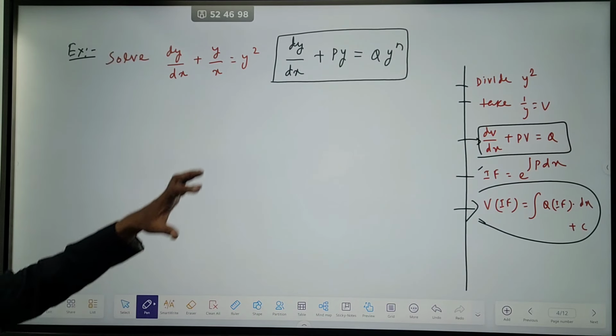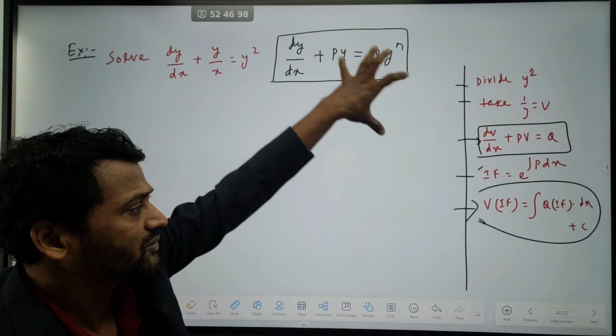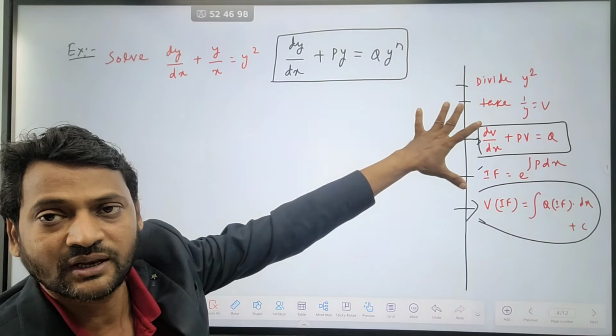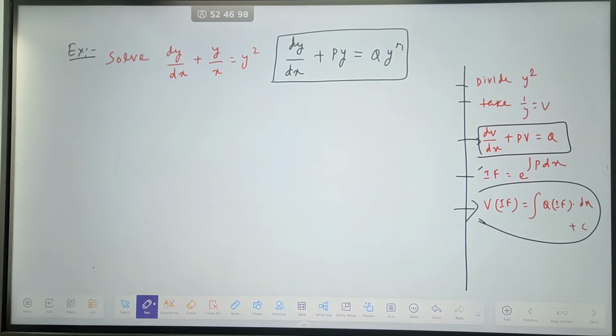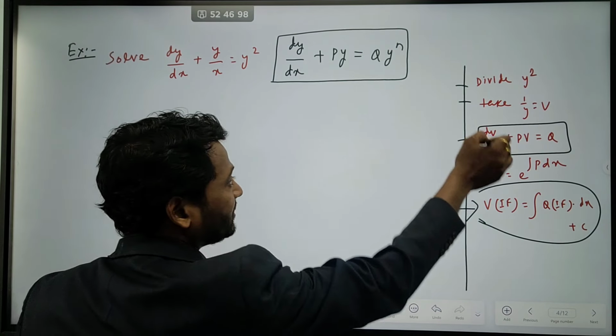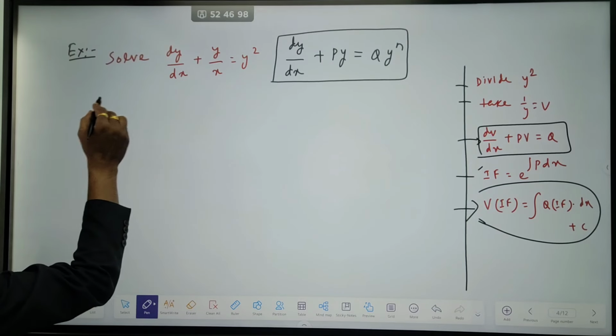So a standard form of Bernoulli's differential equation. So first point is we need to convert that Bernoulli's differential equation to the standard form of linear differential equation. Then we can get the solution. ठीक है, so क्या क्या स्टेप फॉलो करना है, the first step is we divide y square in LHS and RHS.